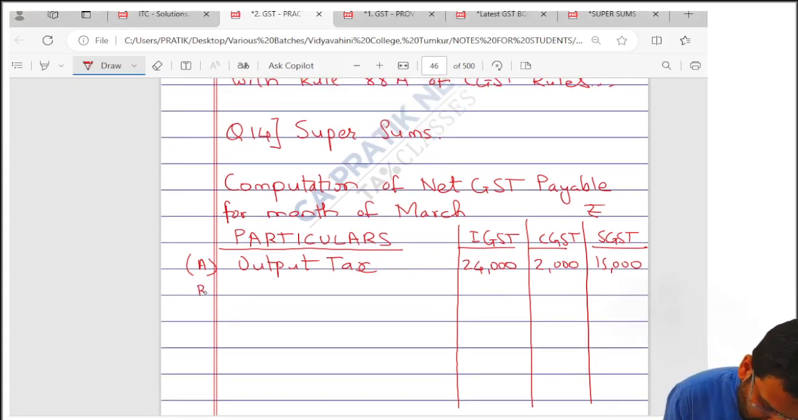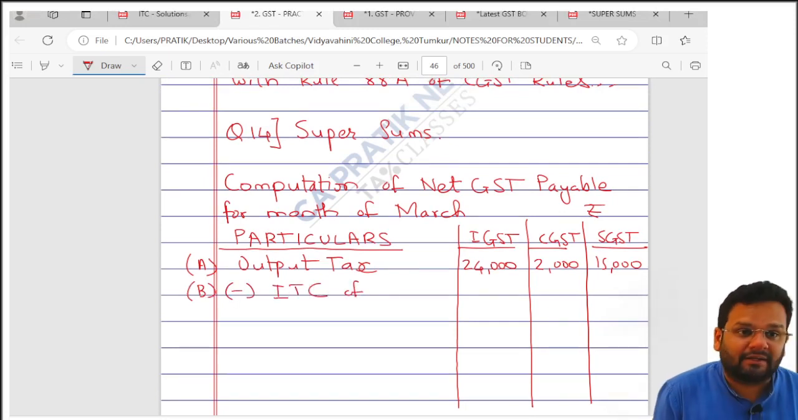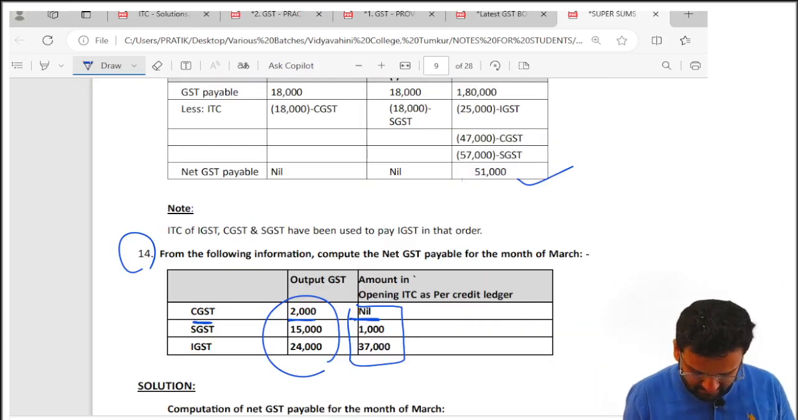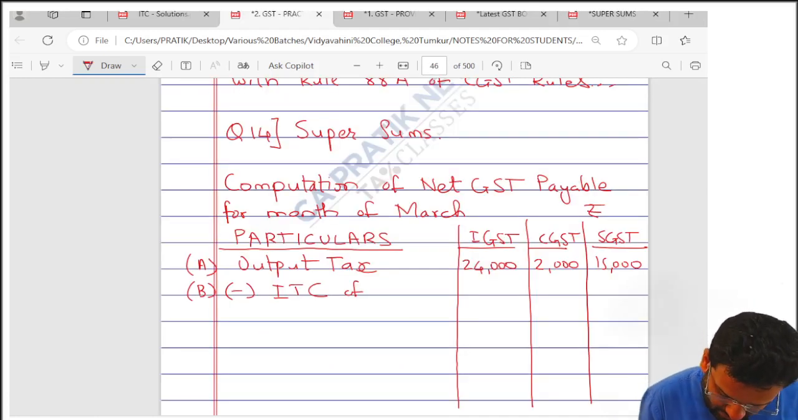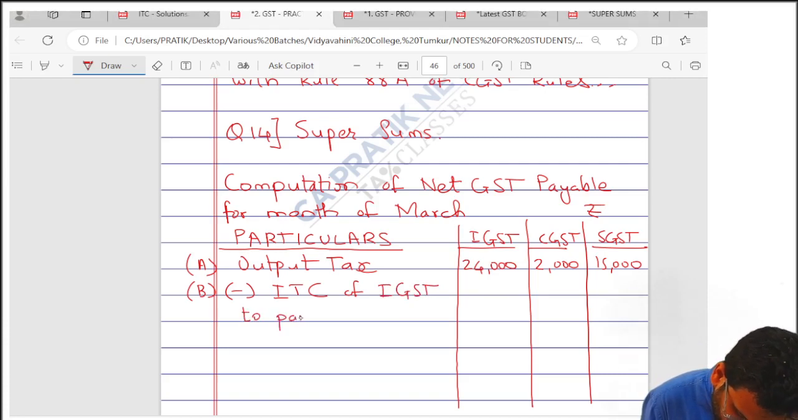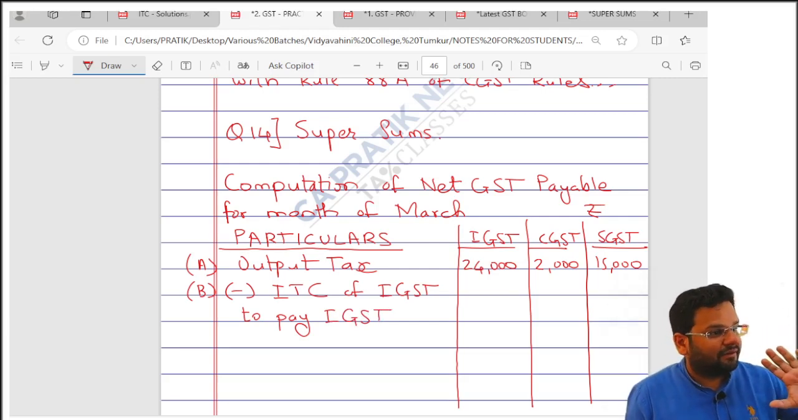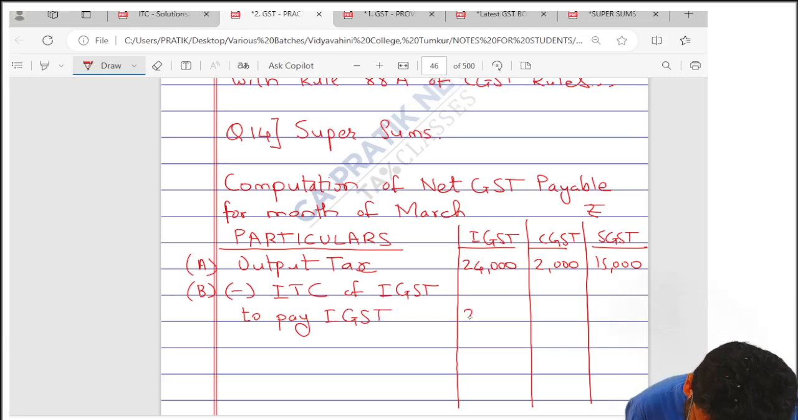B point, less ITC. Of which ITC am I using first? What is the ITC of IGST? 37,000. ITC of IGST to pay IGST. Friends, how much do you have? You have 37, so for a change, there will be balance remaining.